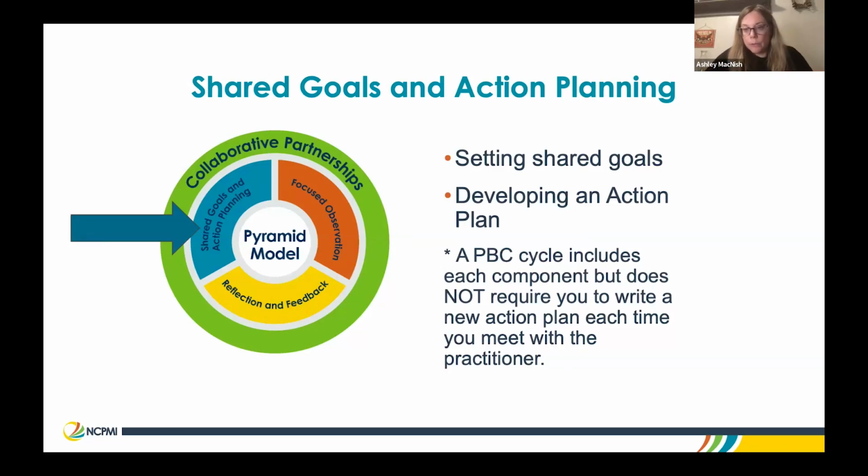Sarah, before we move forward, we do have a question in chat. Can you just explain what you mean by self-assessment? Like what self-assessment specifically have you used? Yes. So we utilize the implementation checklists on the NCPMI website. Because we are coaching on Pyramid Model practices, we want teachers to self-assess on their use of those Pyramid Model practices. So we utilize the implementation checklists from the NCPMI website.